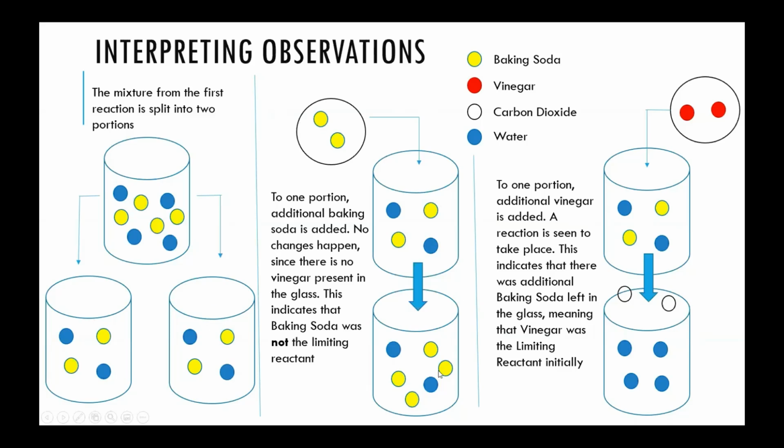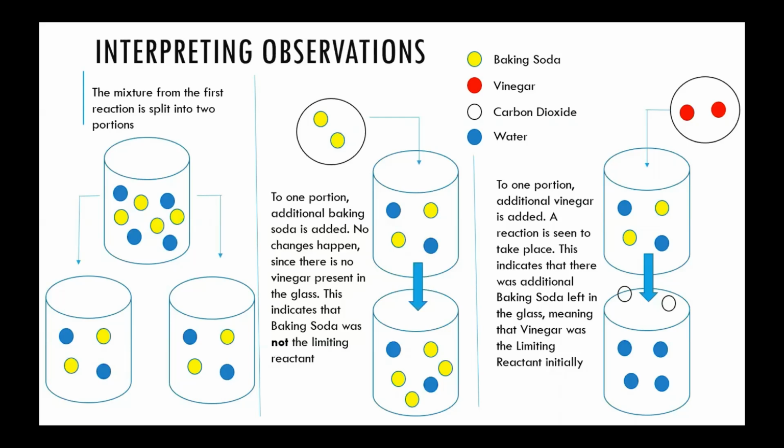And to the first portion of that, you're adding excess baking soda. And in the second portion, you're adding excess vinegar. Now, if you add excess baking soda and nothing happens, that means that there was no vinegar left in the container to react with that baking soda. So it's not the limiting reactant. If you add excess vinegar and it does form a reaction, you see the carbon dioxide bubbling again, that means that the vinegar initially was the limiting reagent.